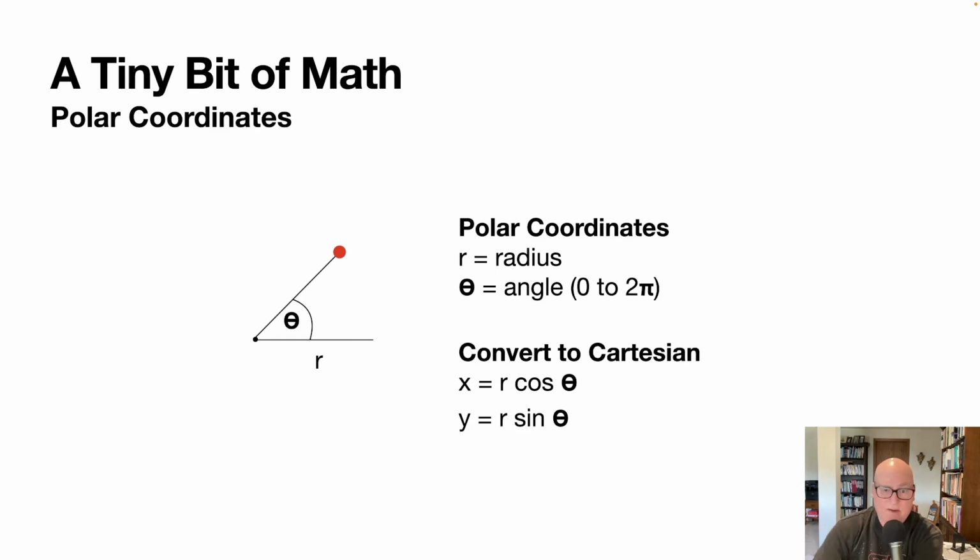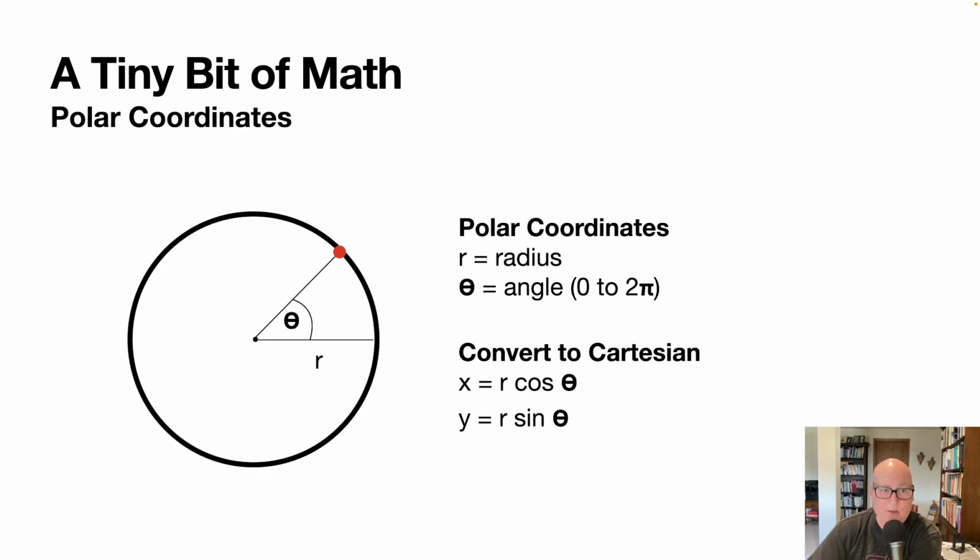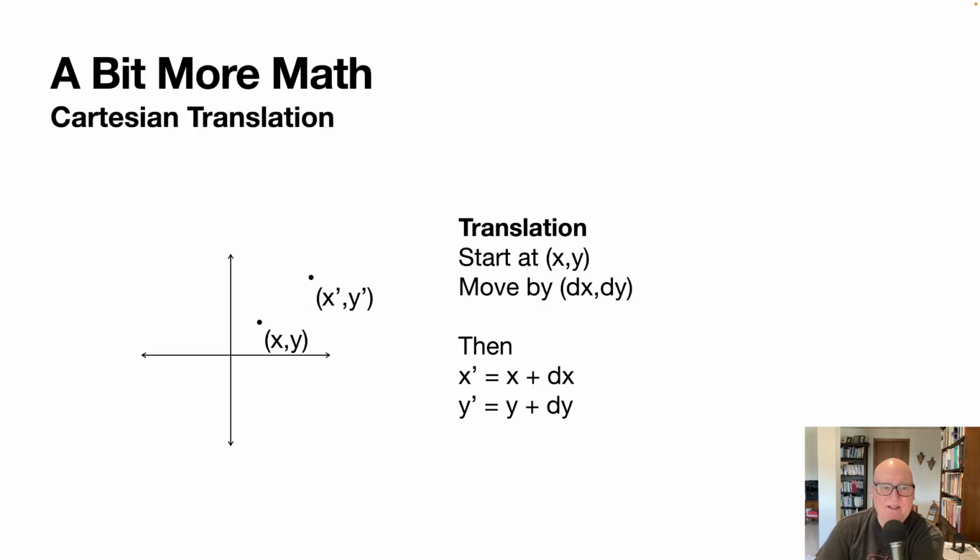All right, and then there's another idea of moving a point. There's the circle it traces. And then moving points, if you have x, y, and you want to move by some distance dx, dy, then basically you just add them. So x prime is x plus dx, and y prime is y plus dy. And that moves something from one place to the next.